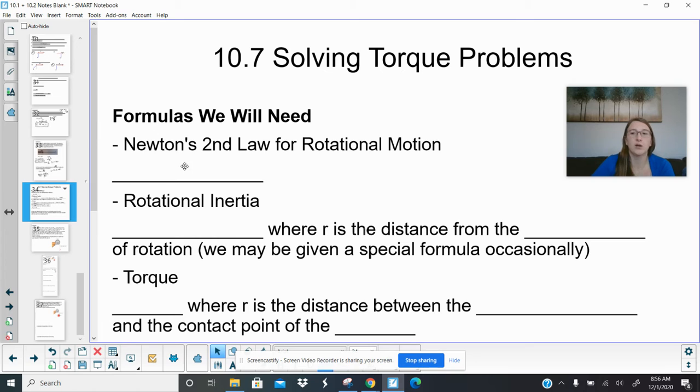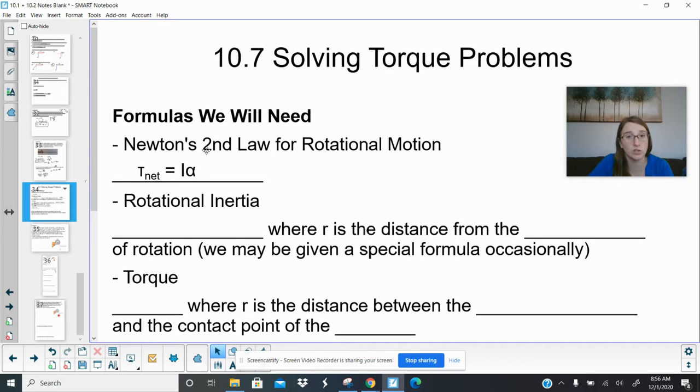So think for a second. Again, I want you to look back over your notes or try to recall it, would be best, before I give it to you. Newton's second law for rotational motion has to do with torque. Look back over your notes. What was that formula? This was the fact that the net torque, which remember means the sum of all the torque acting on a rotating object, is equal to its rotational inertia times its angular acceleration.